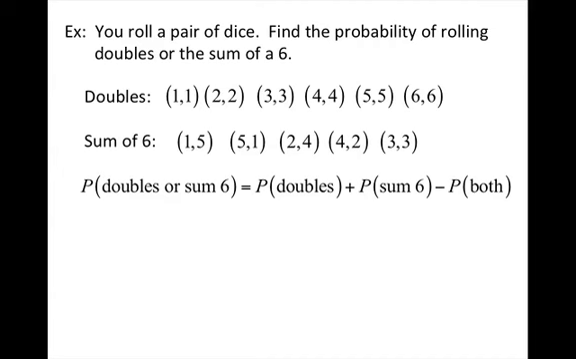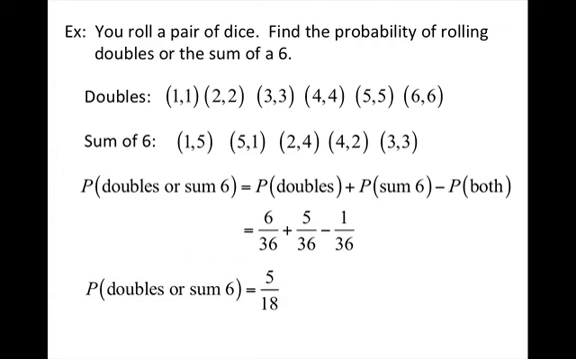Well, there are 6 ways to roll doubles out of 36 possible outcomes. There were 5 ways to roll the sum of a 6, so the probability of the sum of a 6 is 5 out of 36. There was 1 outcome that was common to both of them, so I need to subtract 1 out of 36. When I combine these, I get 10 out of 36, which reduces to 5/18. So the probability of rolling doubles or the sum of a 6 is 5/18.